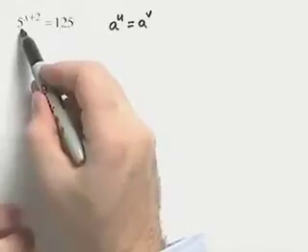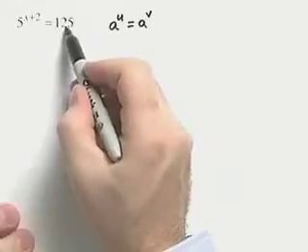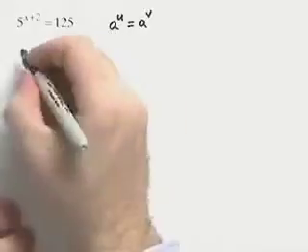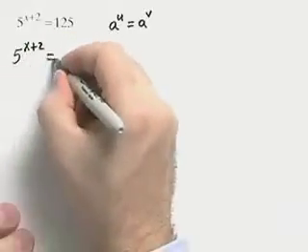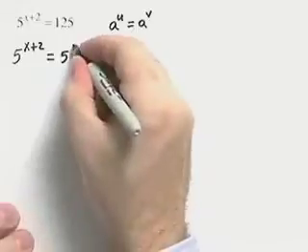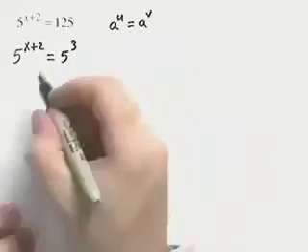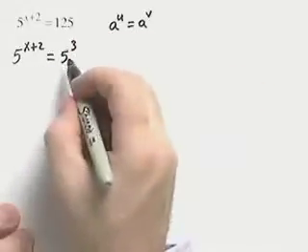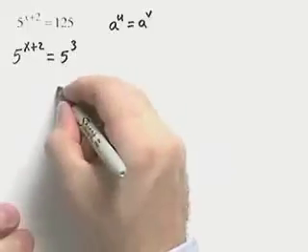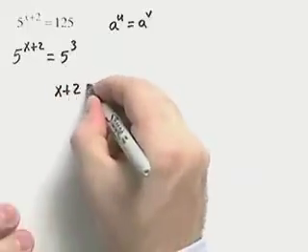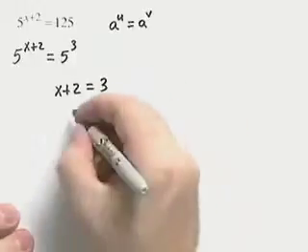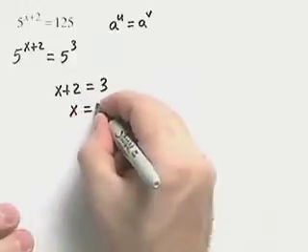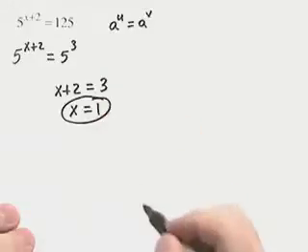We've got a base of 5 on this side, so we'd like to be able to write 125 as 5 to a power. 5 to the x plus 2, 125 we can write as 5 cubed. Since we now have the same base on both sides, we can set the powers equal to each other. X plus 2 is equal to 3, and we just need to solve this equation for x. Subtract 2 from both sides, we get x is equal to 1.